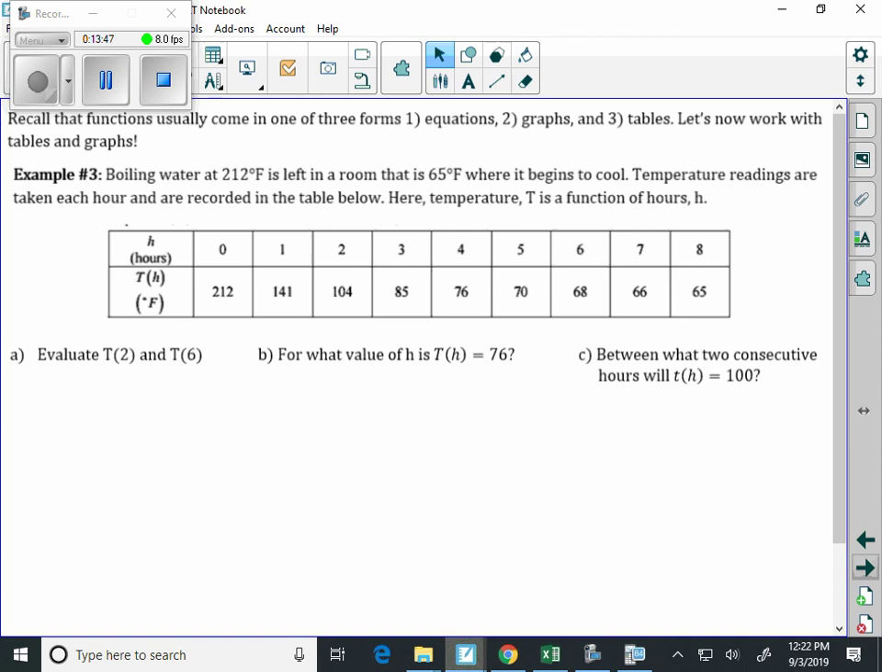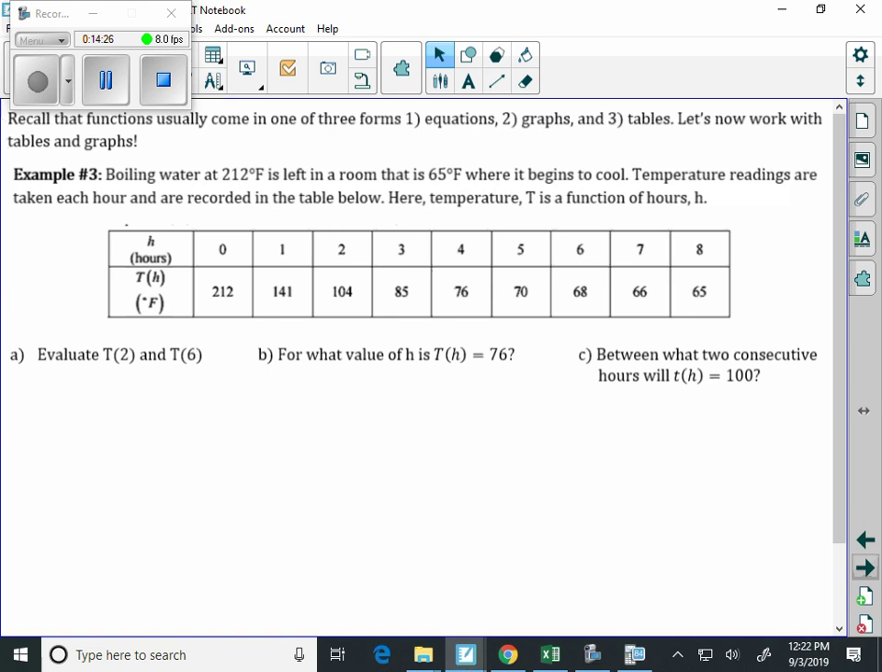So there's lots of ways to represent functions, and we've been specifically on the front page of our notes looking at equations. But now let's look at some other forms, like tables, or graphs, as other ways of representing functions. In this particular example, it says boiling water at 212 degrees Fahrenheit is left in a room that's 65 degrees Fahrenheit, where it begins to cool. Temperature readings are taken each hour and are recorded in the table below. Here, temperature, capital T, is a function of hours, H.